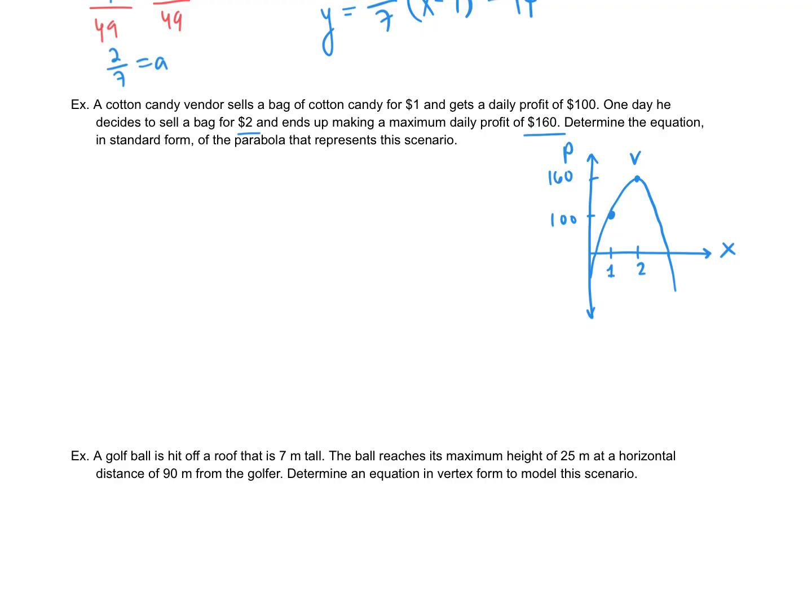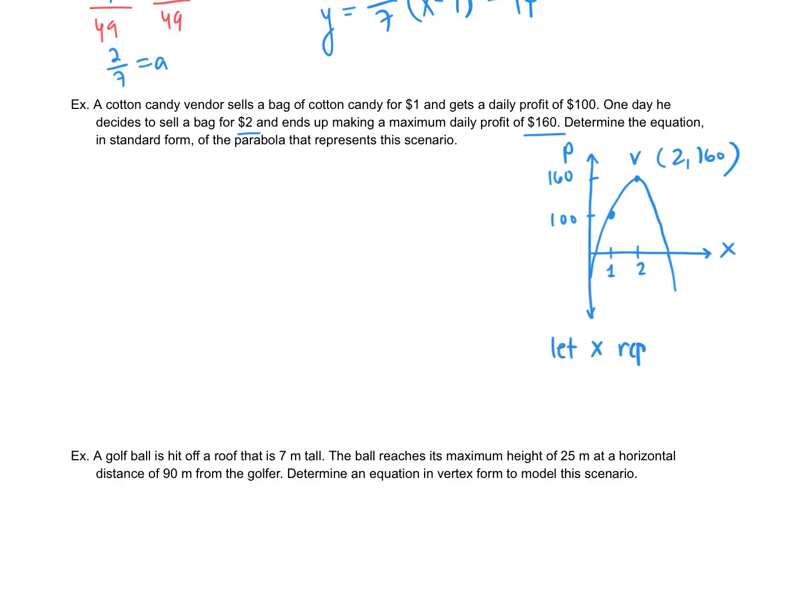That doesn't really matter for when I find my equation, but just for my sketch. And now we're ready. My vertex is (2, 160), selling price, profit. So I can put that into vertex form. Now, before I do that though, I am going to write some let statements. I have nice labels in my sketch, but I'm going to add let statements as well.